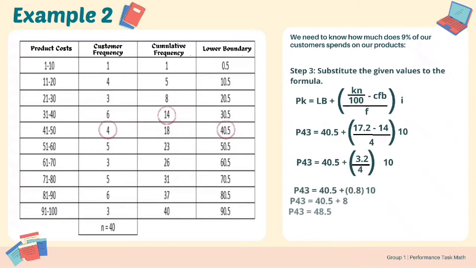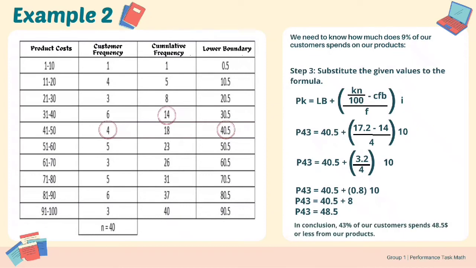Now, let's substitute and solve. First, subtract the CFB, which is 14, from 17.2, which is the kn over 100. This would then give us 3.2. Then divide it by the frequency, which is 4. This would give us 0.8. Multiply it by the interval, which is 10. This would give us 8. Lastly, add the 8 to the LB, which is 40.5. This would give us a final answer of 48.5. In conclusion, 43% of our customers spend $48.5 or less on our products.